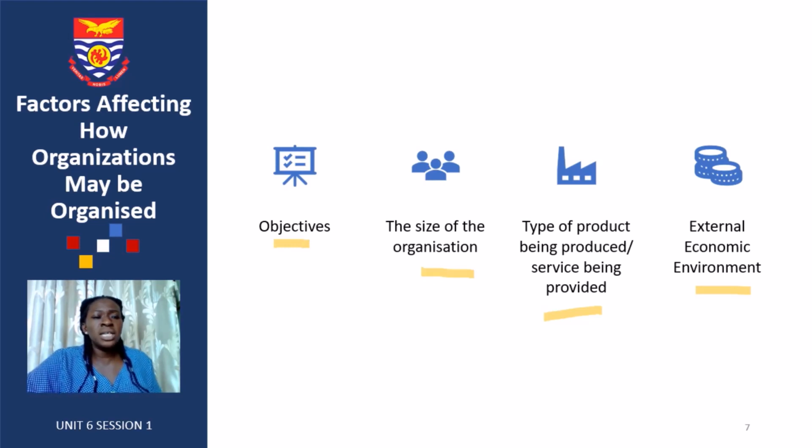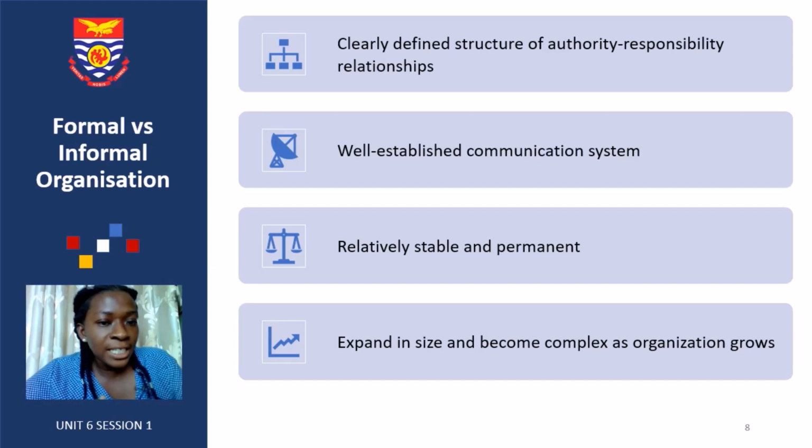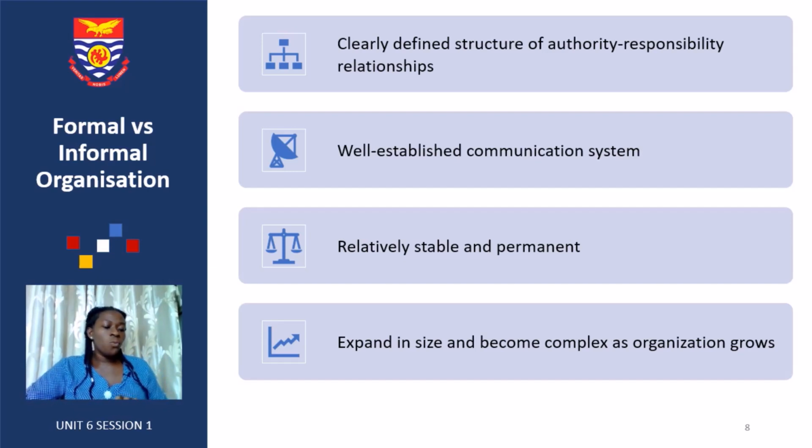And these are all things that you'd have to factor in when you are doing organizing in your organization. Now, there are two main types, or forms, of organization we can look out for. We have the formal and then we have the informal. When it comes to the formal organization, these are usually well documented, well defined by management.